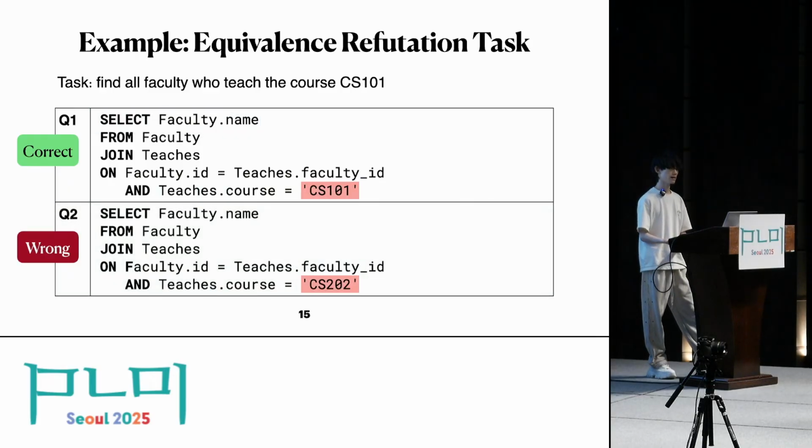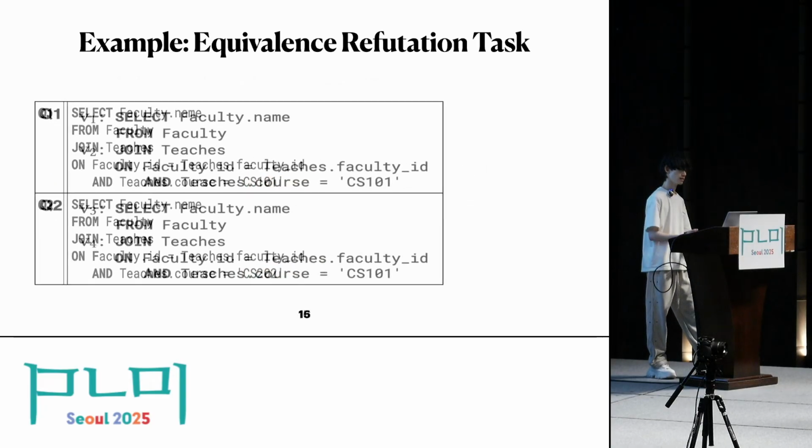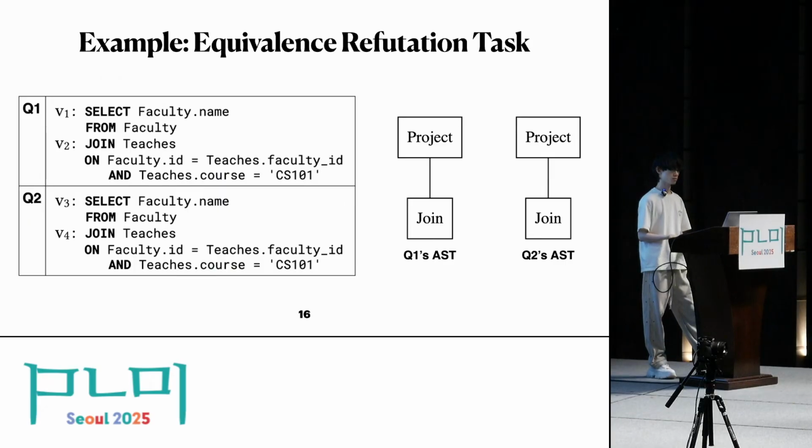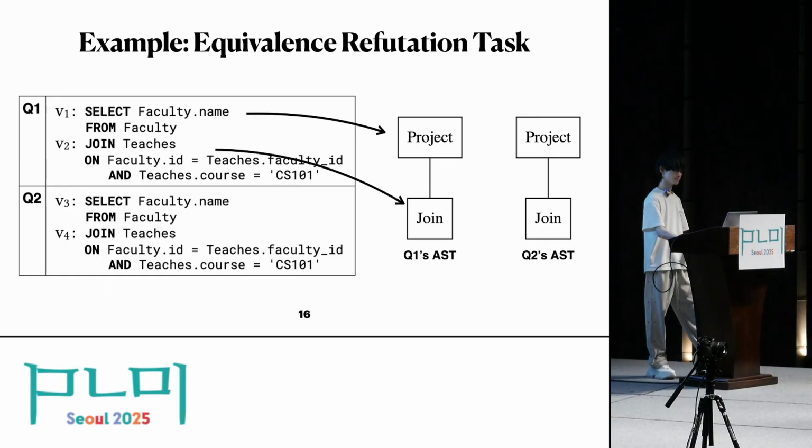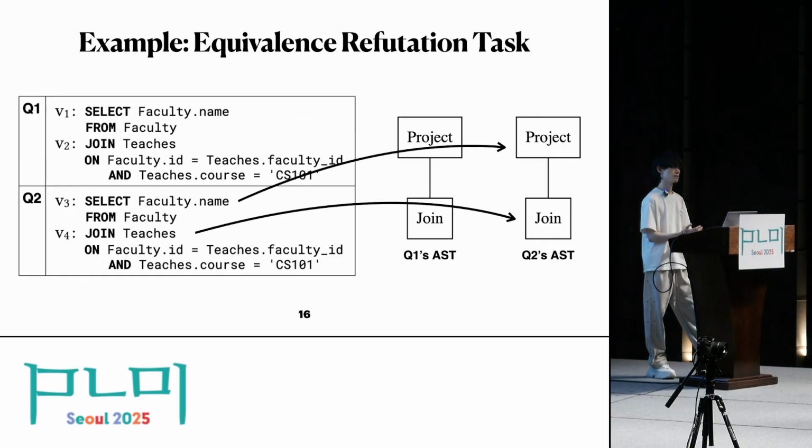On the other hand, Q2 is incorrect. It mistakenly looks for faculties who teach CS202 instead. Our goal here is to automatically generate an input that can make the two queries produce different outputs. Now, mapping the two queries onto their abstract syntax trees, we can see that Q1 first performs an inner join and then projects the faculty names, and Q2 follows the same structure with a join followed by a projection.